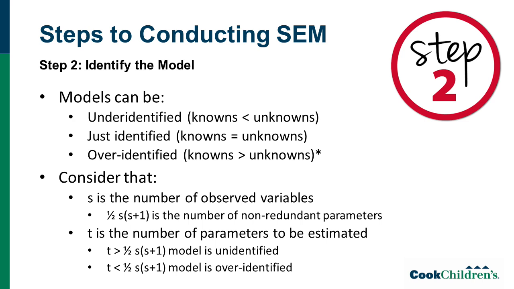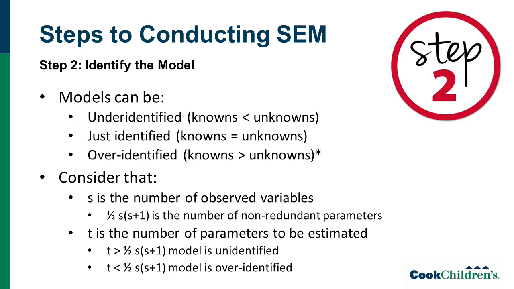When you have just-identified models, you have an equal number of known and unknown parameters. And when you have an over-identified model, you have more knowns than unknowns. While both just-identified models and over-identified models are considered to be identified models, over-identified models yield a likelihood value which can be used to assess model fit.